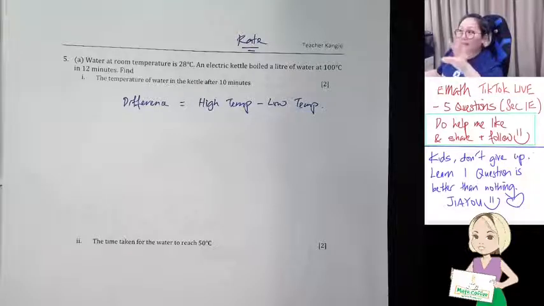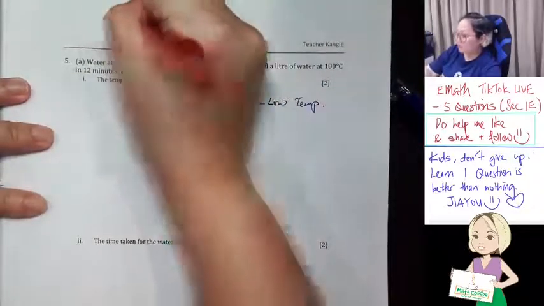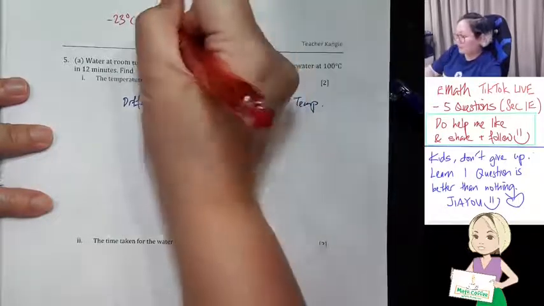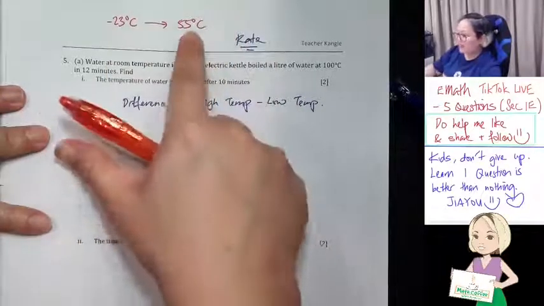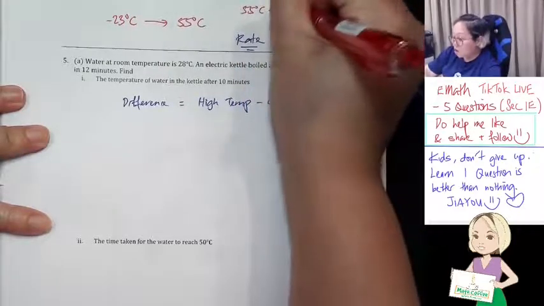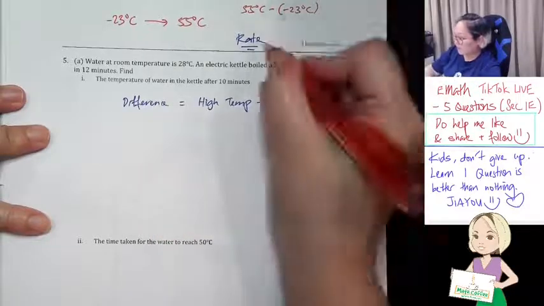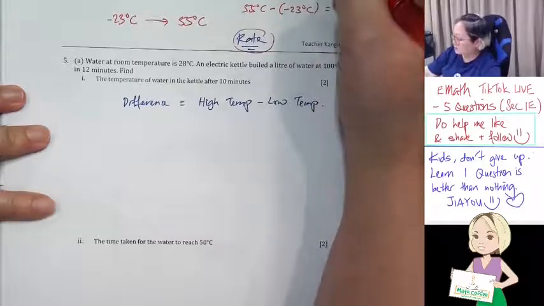You see, high temp minus low temp. So this so-called formula, high temp minus low temp, is helpful when you have negative numbers. Let's say, for example, from minus 23 degrees Celsius become 55 degrees Celsius. When it comes to this, many students don't know what to do. We always do high temp minus low temp. So high temp minus low temp. Do you see that? Minus negative number. Sec 1 rate. Then you will see that it is 78.